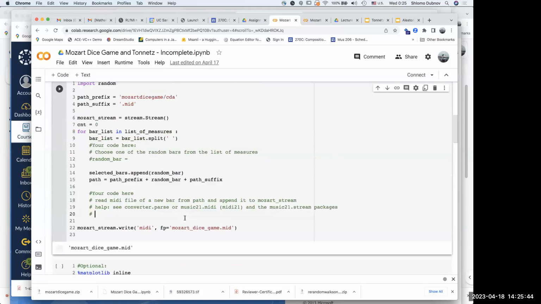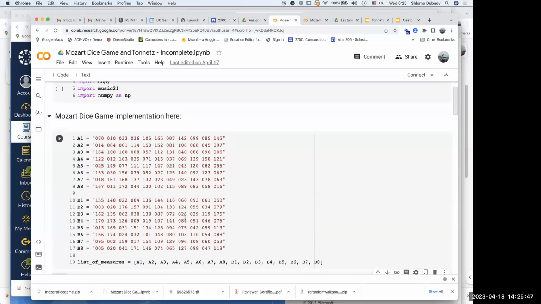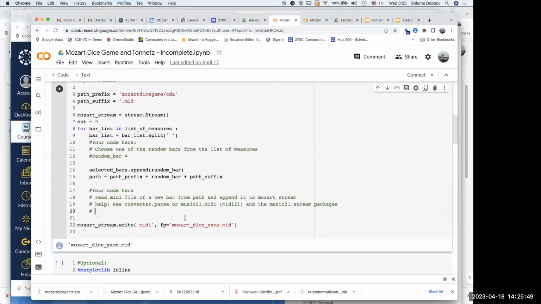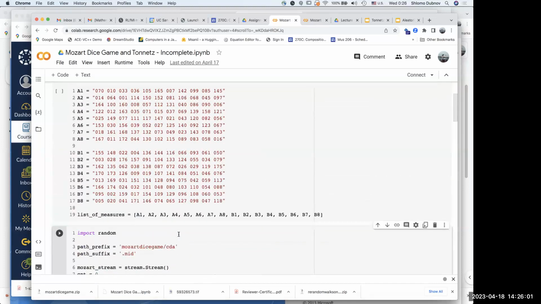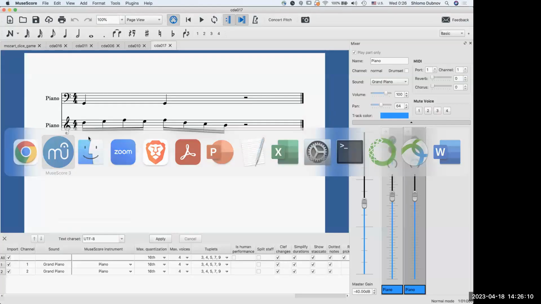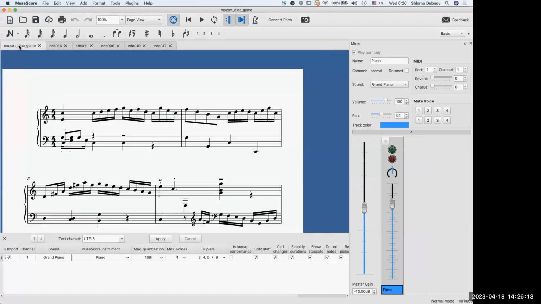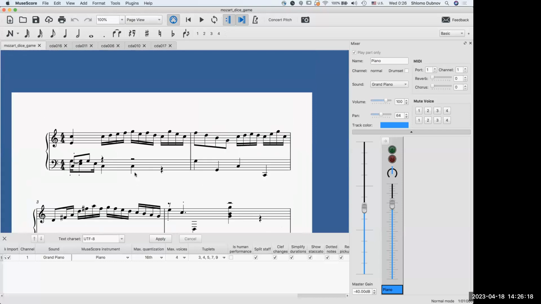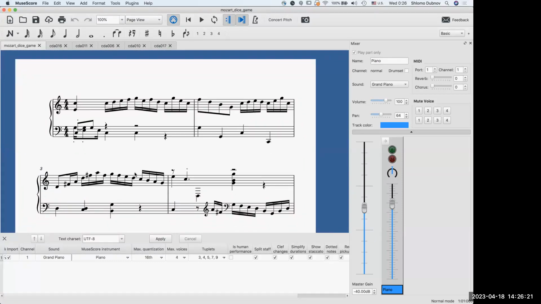Okay, so this is the first part of the homework, the Mozart dice game implementation. Nothing more really than some random selection, using append on streams and writing it down. So let me show you, this is one of the possible results of running this code. We saw the individual bars, and then after you run the code, you basically get your 16 bars of the Mozart dice game. Let me see if I can play it.